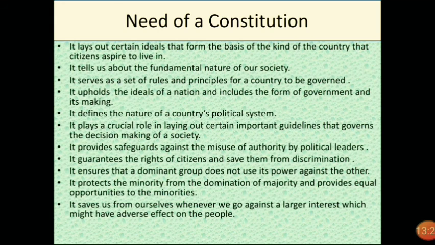And in the next phase we have to discuss the other things: key features, fundamental rights, B.R. Ambedkar's role, and so on.